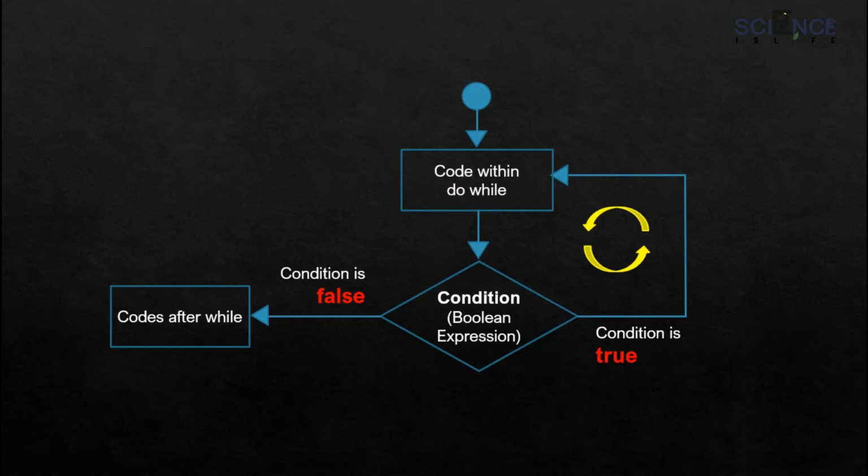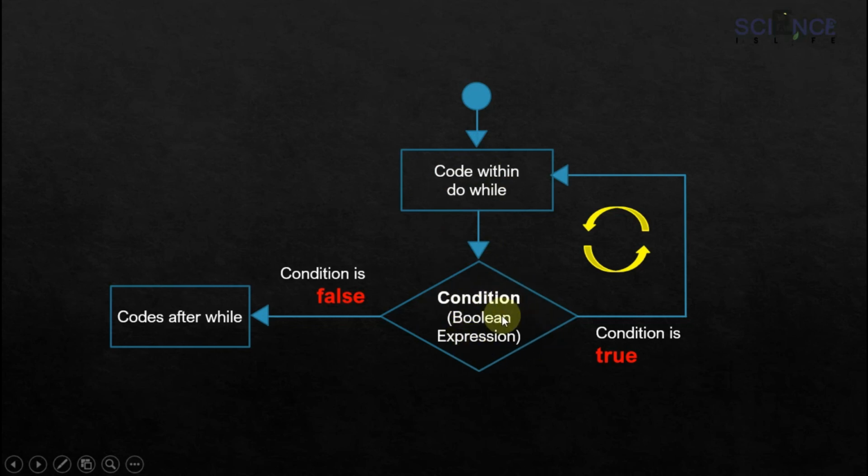Then after executing the thing within the do, it will check the condition, right? In a while loop, what happened? At the very beginning it is checking the condition, right? But in do while it is not checking the condition at the very beginning. It is executing the code within the do while, right? After executing the code, it will check whether the condition is true, right?